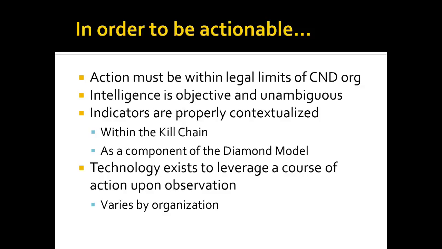Indicators are properly contextualized. So if you get some intelligence about potentially an adversary, and all it does is describe maybe an email address or an IP address, and that alone is what you have, that's not very useful to you, because there's a lot of different things that can be indicated by an indicator, right? By a piece of intelligence. And so the most commonly accepted contextual information that we consider to be useful is how these indicators are contextualized within the kill chain and as a component of the diamond model.